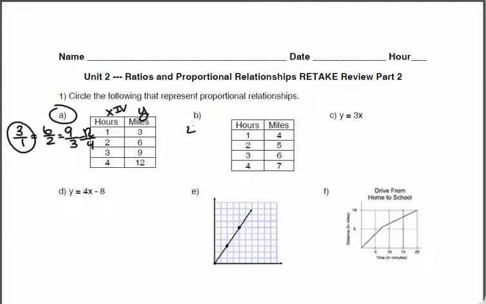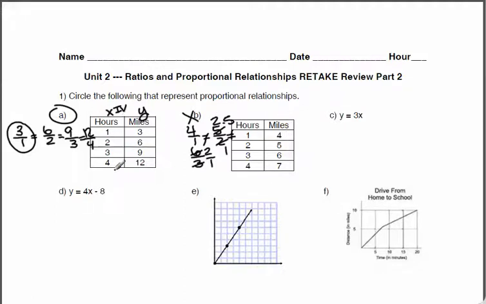This one, however, is not a proportional relationship because if we look at these, even the first two don't work. 4 over 1 does not equal 5 over 2, which does not equal 6 over 3, because when we simplify these, they don't all have the same ratio. Okay, so if we look at these and we all make them a unit rate of 1, they all have different numerators. That one is not a proportional relationship.